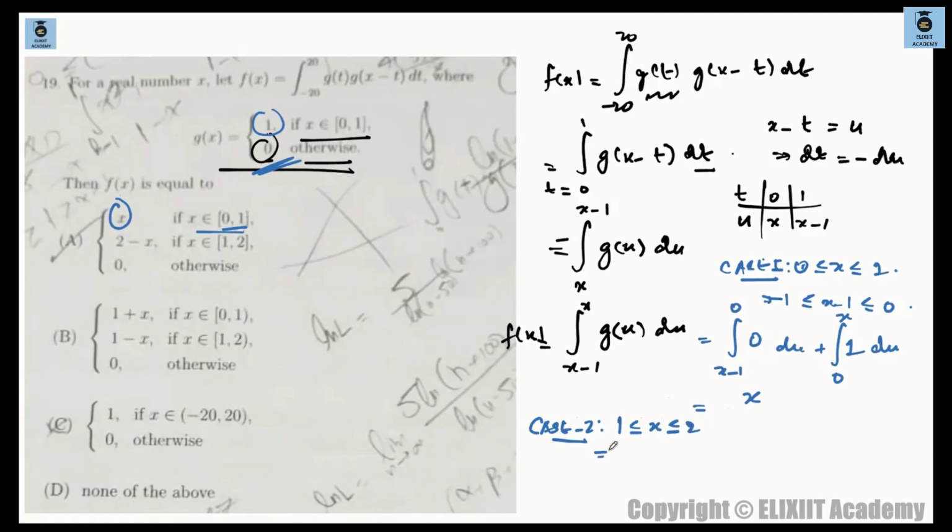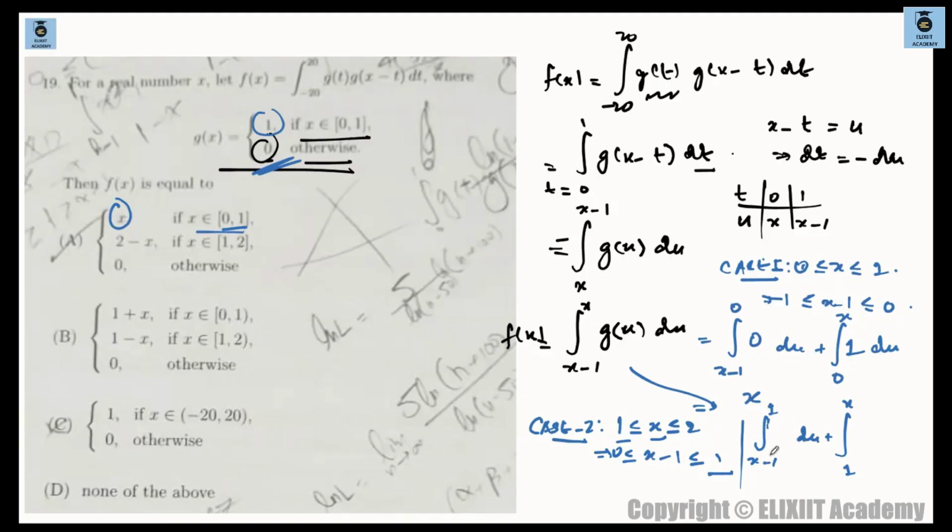So when x belongs to 1 to 2, x minus 1 will belong to 0 to 1. So here, can I say from here, the new range will be from x minus 1. So this integral will become the integral from x minus 1 to 1 of g(u) du plus the integral from 1 to x, because the new range's upper limit will now become 1: x minus 1 to 1 and then 1 to x over here.